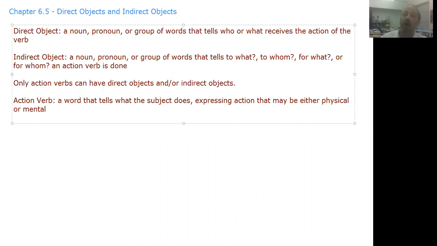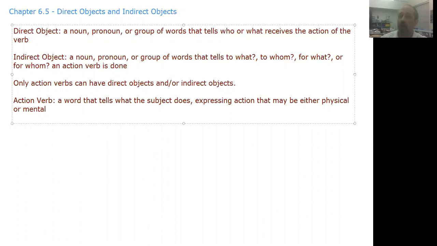So here we go. There is some vocabulary for this one that you need to make sure ends up in your ELA notes in the vocabulary section, specifically 3 terms. A direct object is a noun, pronoun, or group of words that tells who or what receives the action of the verb. And an indirect object is a noun, pronoun, or group of words that tells to what, to whom, for what, or for whom an action verb is done.